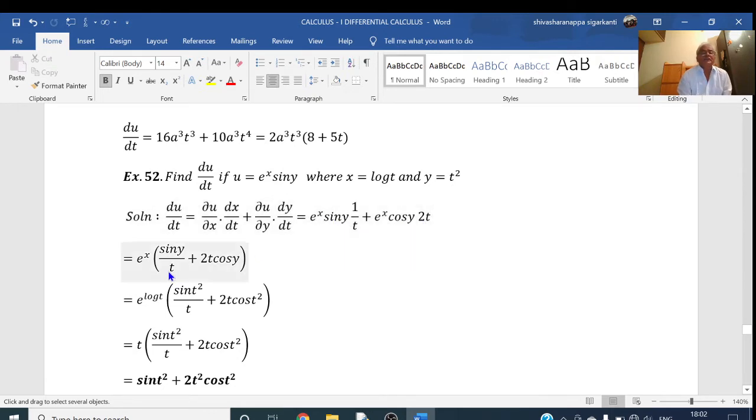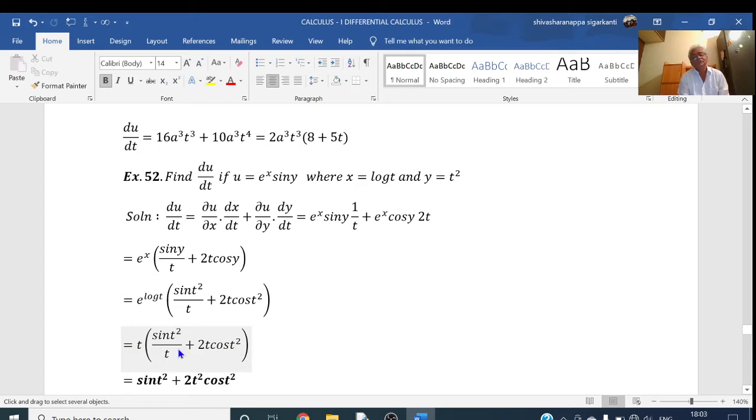We can simplify this. Then taking e power of x as a common factor, what remains in the first term is sin y by t plus 2t into cos y. Okay. Now substituting for x and y here in terms of t, e to the power of x is log t into sin of y, y is t square, by t plus 2t into cos of y, y is t square. Now we have e to the power of log t equal to t itself. So that is t into sin of t square by t plus 2t into cos of t square.